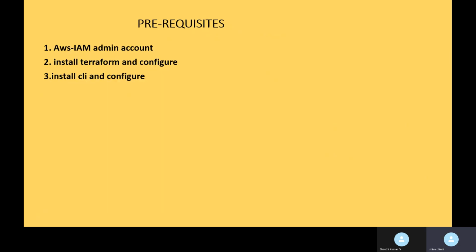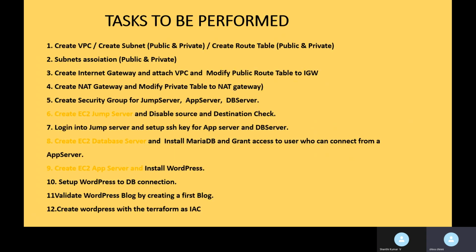These are the prerequisites in a manual way. First we need to take one IAM user, then we need to install and configure it in our local, and also we need to install the CLI and configure it in our local. After that these are the tasks which we need to perform in a manual way. First we need to create the VPC, then we need to create subnets, private and public, and for routing we need to create public and private route tables. After that we need to associate the public and private subnets to the route tables.